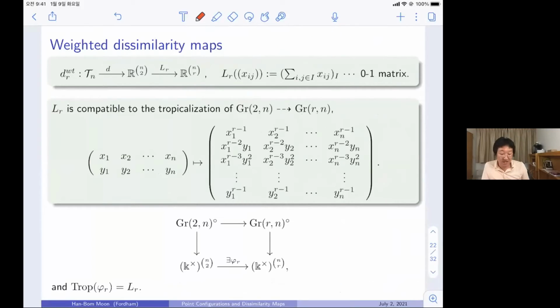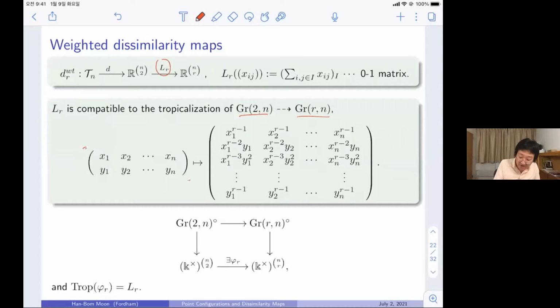First of all, the weighted dissimilarity map can be decomposed into a composition of the ordinary dissimilarity map and a linear map, which is given by a very simple 0-1 matrix. So this is algebraically tractable. And secondly, this linear map L_R is compatible with the tropicalization of a rational map from Grassmannian G(2,n) to Grassmannian G(R,n), which is defined in this way.